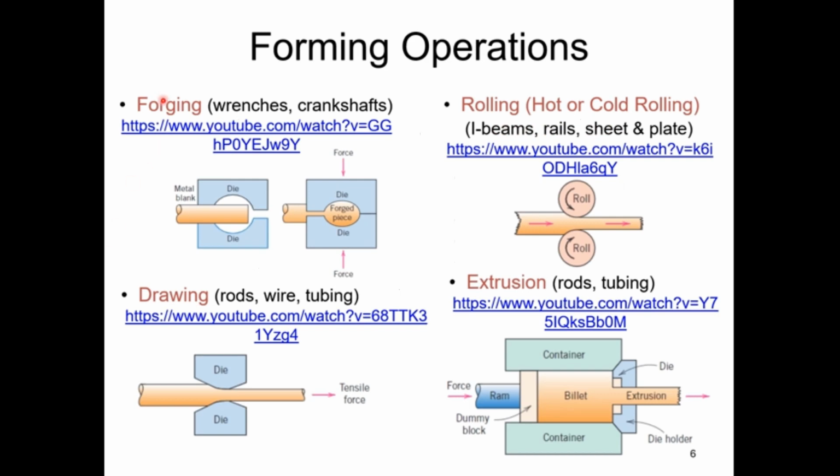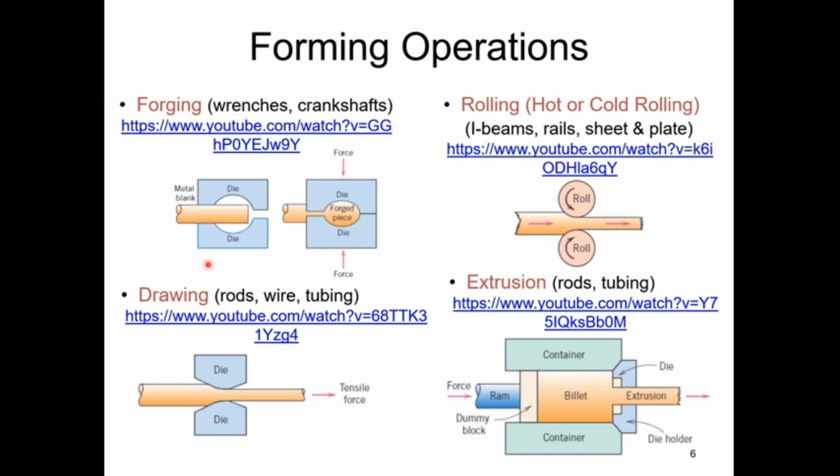The four different forming operations when we do the metal fabrication are shown in this slide. Okay, forging, rolling, drawing, and extrusion. Each of these is different in terms of their process. For the forging operation, it is mechanically working.